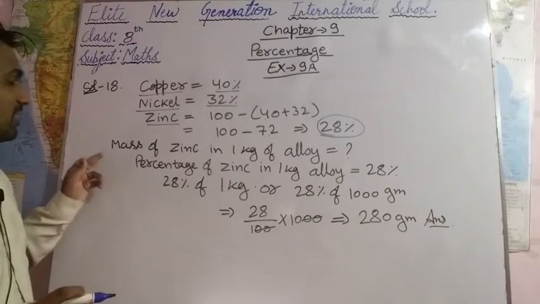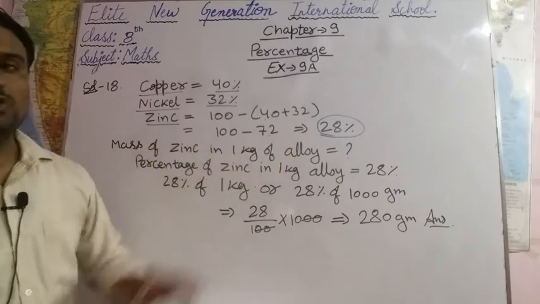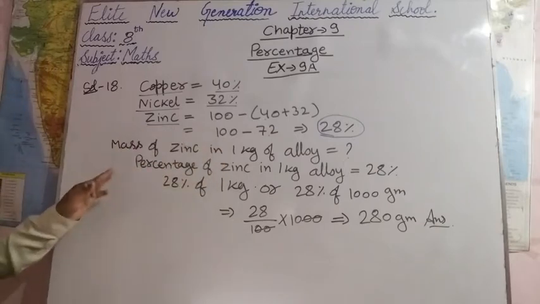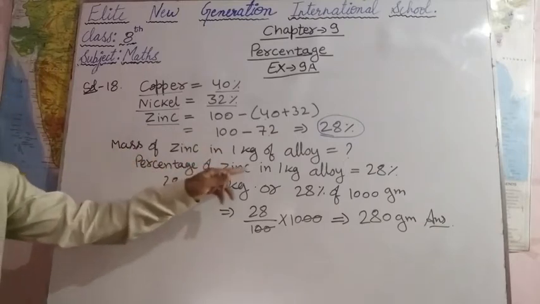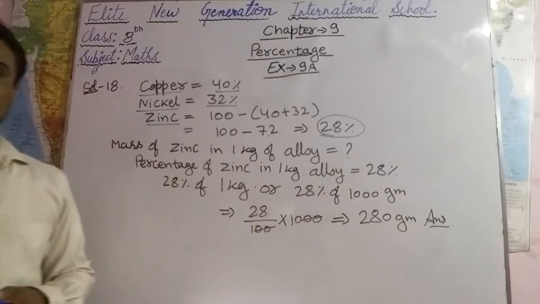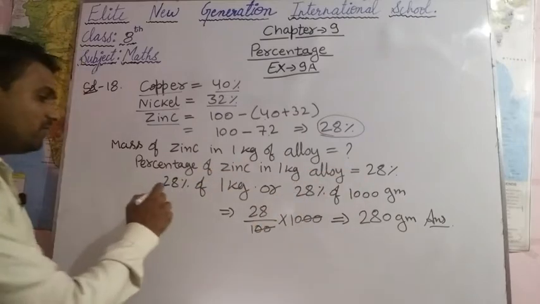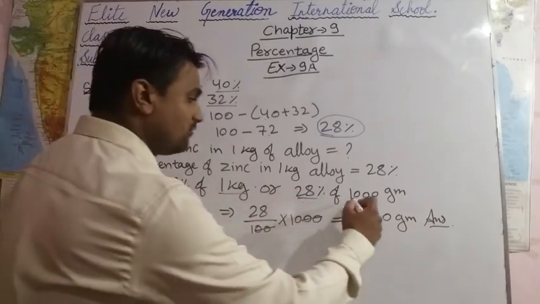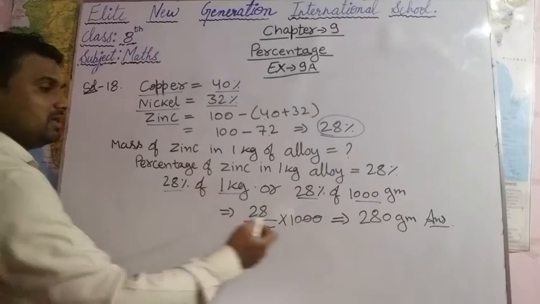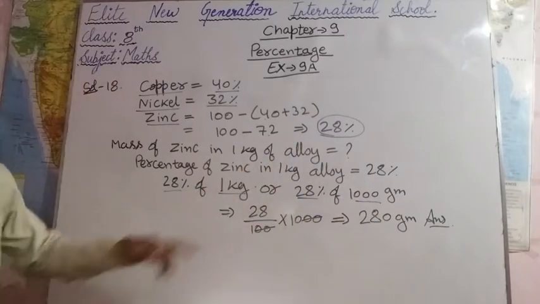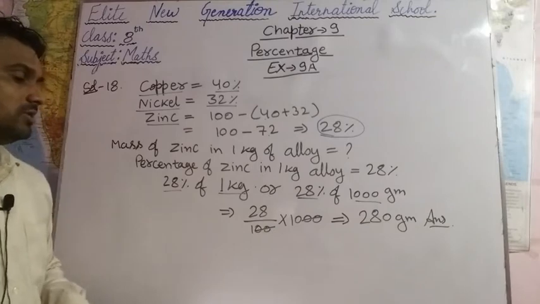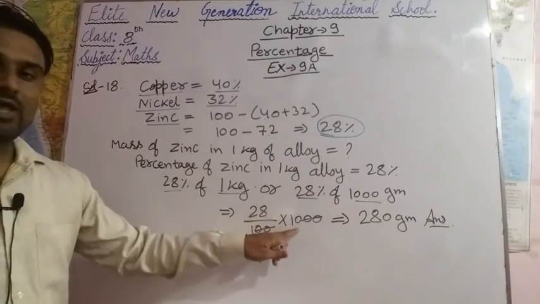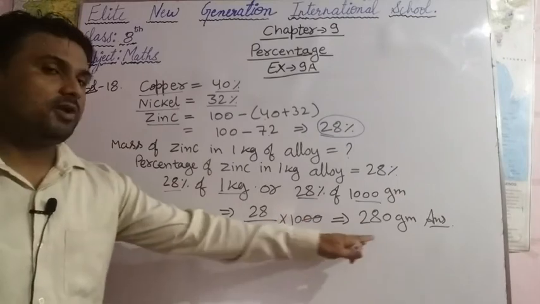Now we have to find the mass of zinc in 1 kg of alloy. The percentage of zinc in the alloy is 28%. So we have to find 28% of 1 kg, or we can find 28% of 1000 gram, because in 1 kg there are 1000 gram. So we can solve it: 28 upon 100 into 1000. The zeros will be cancelled. Now 28 multiplied by 10 will be 280 gram.